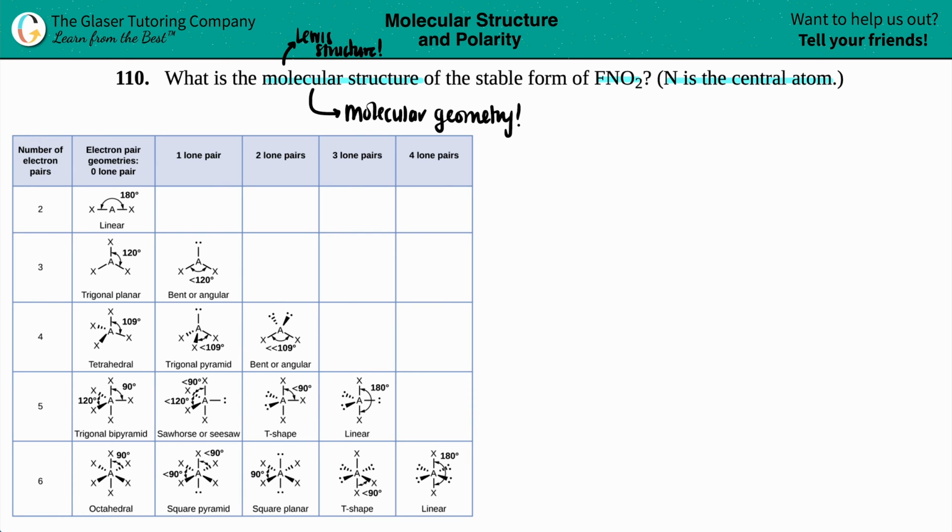So we have FNO2. They did tell us that nitrogen is the center, so I have nitrogen in the middle, surrounded by a fluorine. So maybe I'll put the F up top here. And then I have two oxygens, 1 and 2. And maybe we'll just move the nitrogen up a little bit. So we have nitrogen in the middle, surrounded by the F and the two oxygens.